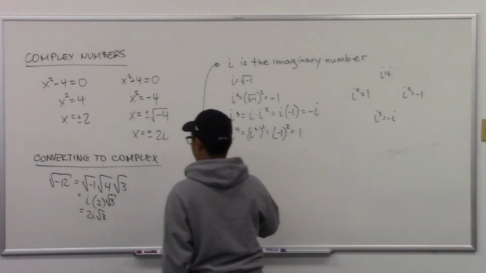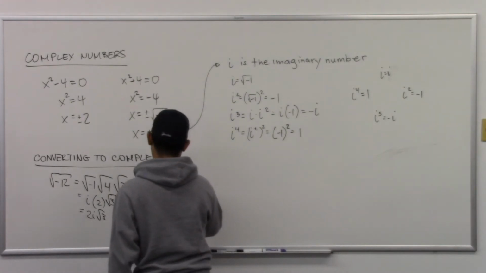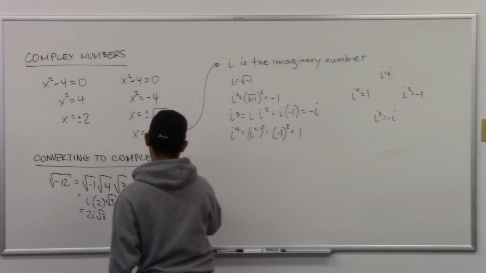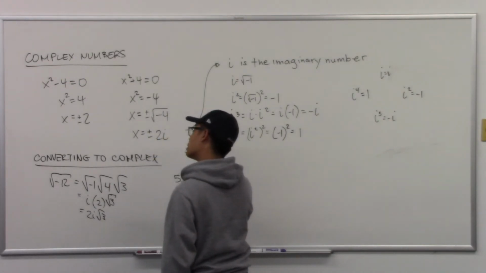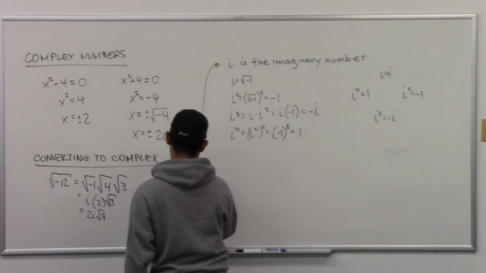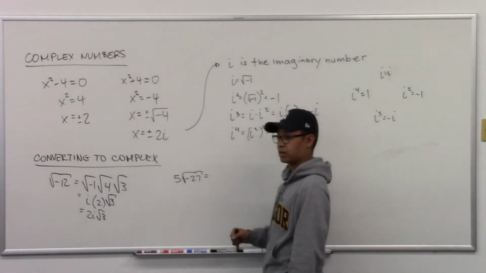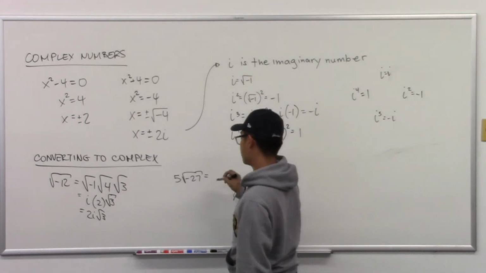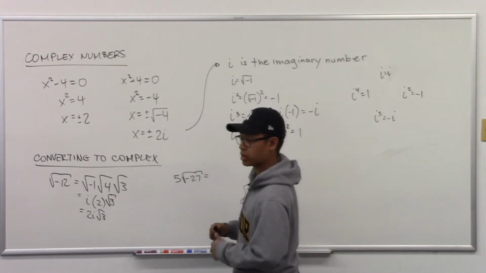Okay? If I wanted to convert, let's say, 5 square root of negative 27. How can you rewrite this as a product of radicands? Go ahead. You can use your calculator. Take your time.